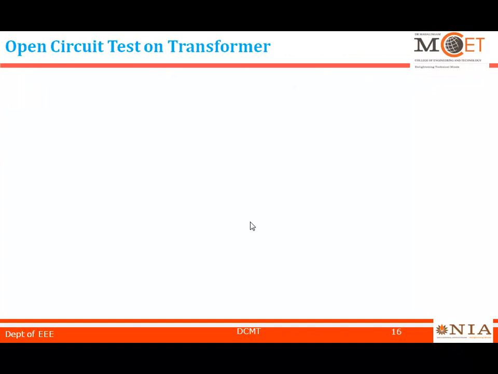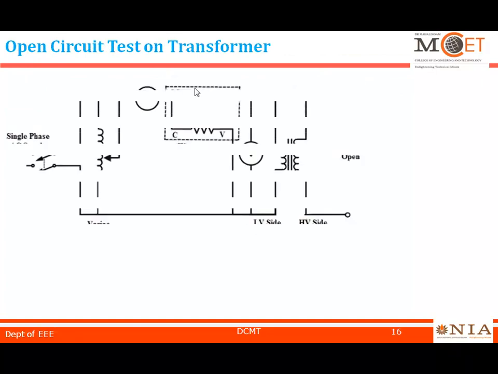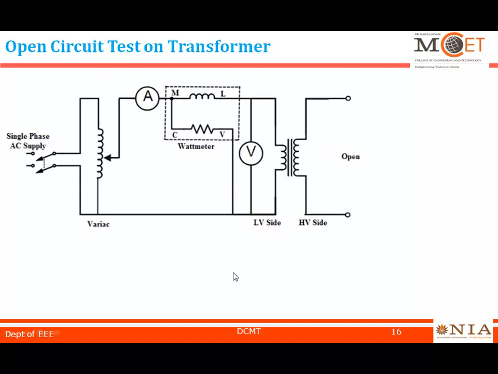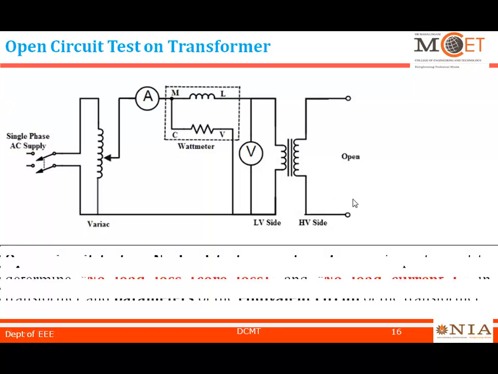So first, we are going to discuss the open circuit test on a transformer. This is your open circuit test. This part is called a variac. From the variac, the supply is given to the ammeter and voltmeter, and then to a two winding transformer. This open circuit test will be conducted on the low voltage side. The high voltage side will be left open.